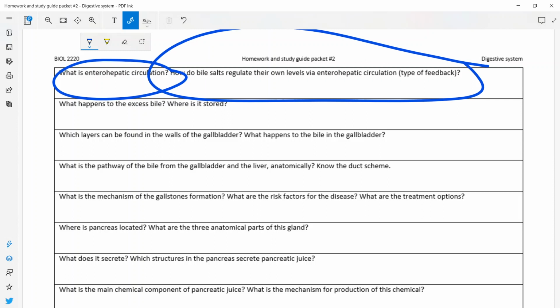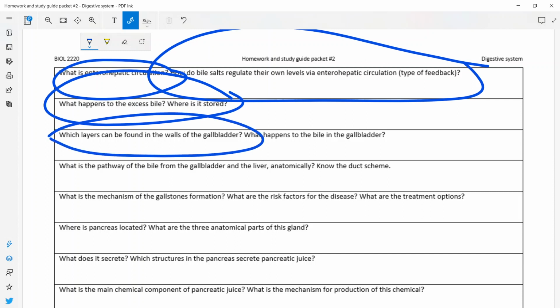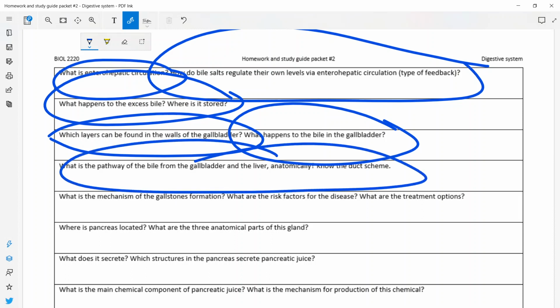Excess bile is stored and concentrated in the gallbladder. So know the typical layers in the walls of the gallbladder. Bile in the gallbladder gets concentrated. So please know the path for the bile from gallbladder and liver anatomically. Know the duct scheme, as it says. It's pretty much straightforward. So I will ask you, for instance, which two ducts form the main bile duct? Well, cystic duct and main hepatic.